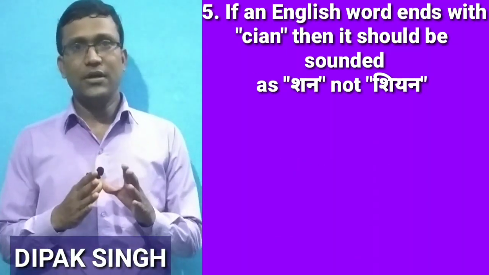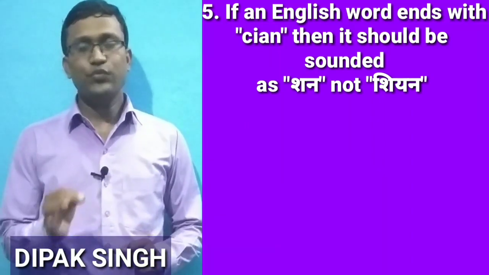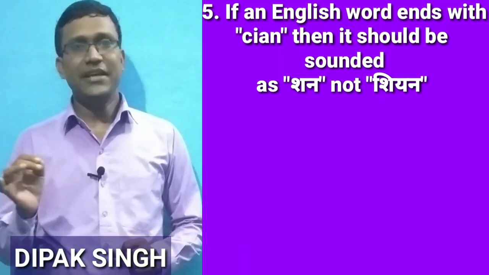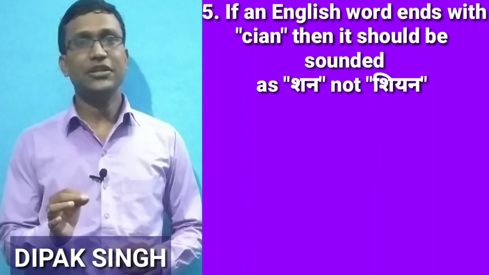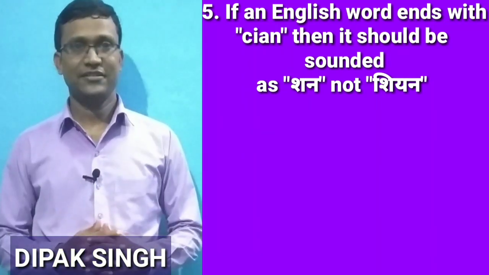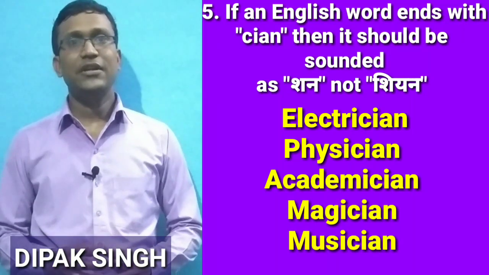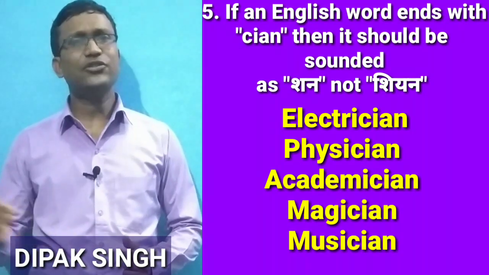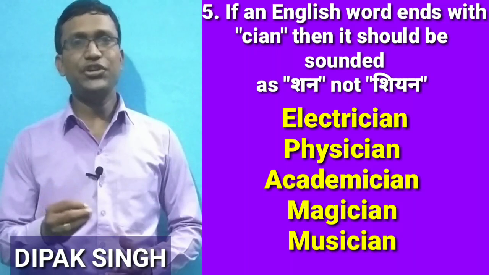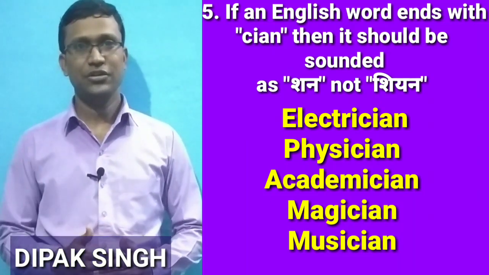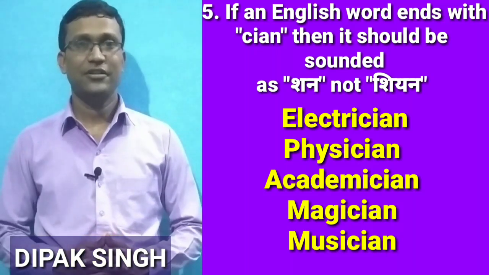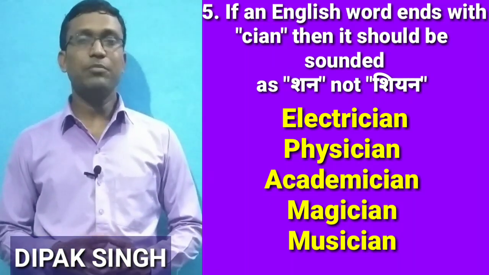And now the next rule is, if an English word ends with CIAN, then it should be sounded as shun, not cian. For example, electrician, not electrician. Physician, not physician. Academician, not academician. Magician, not magician.